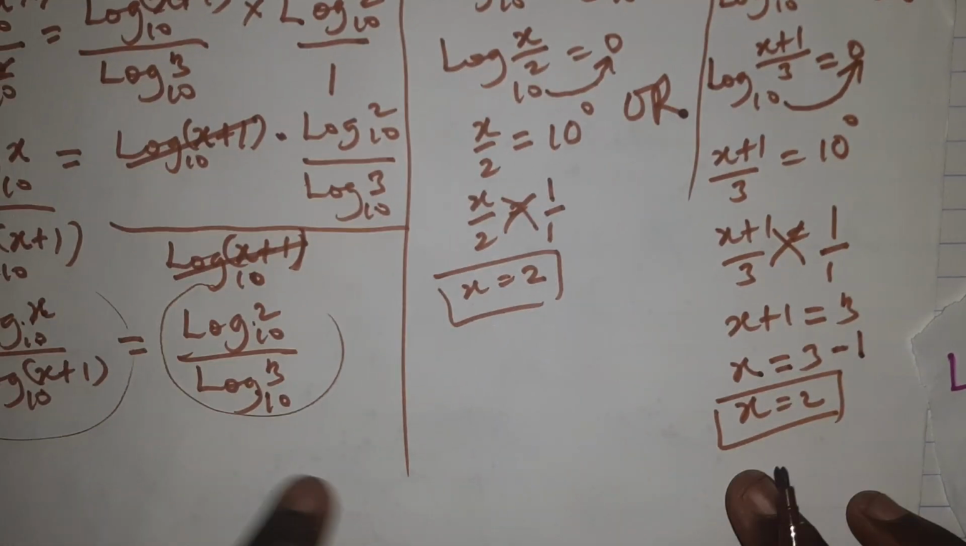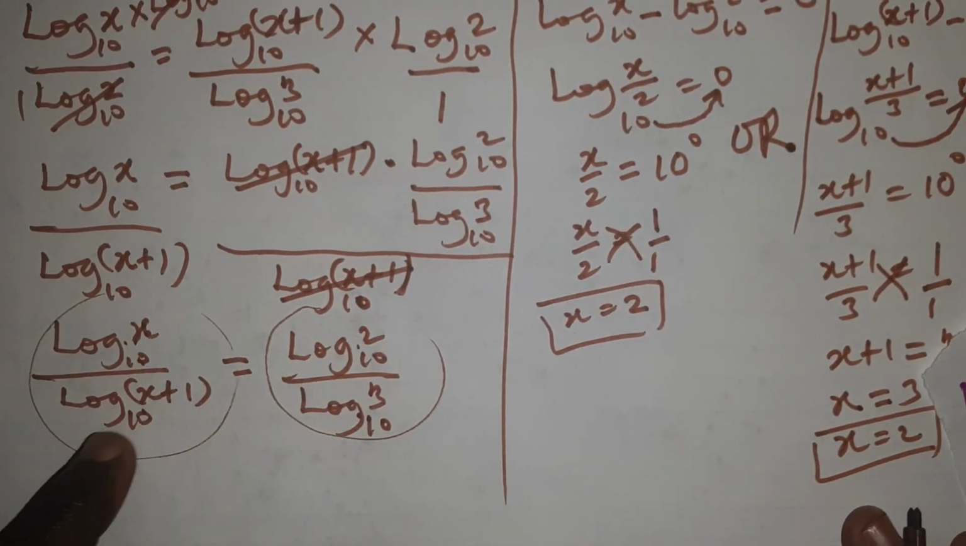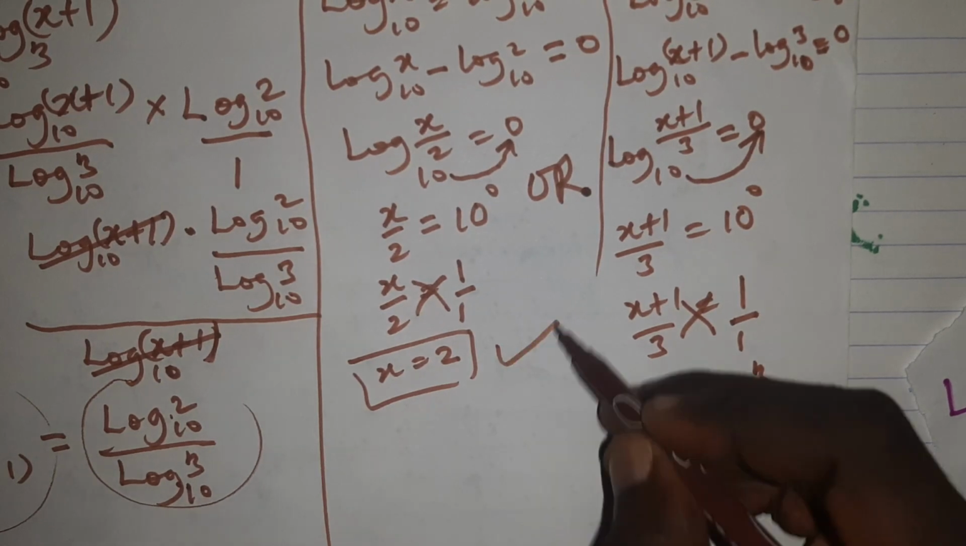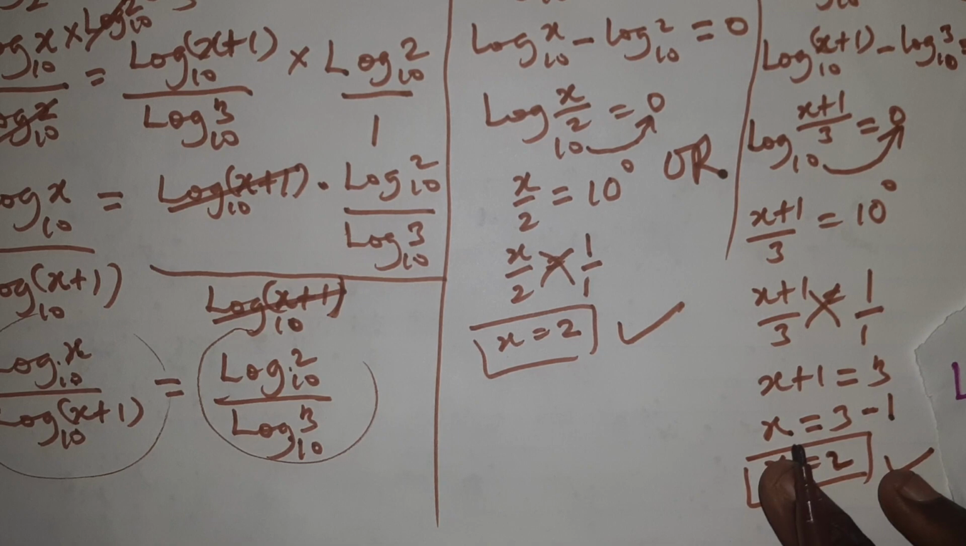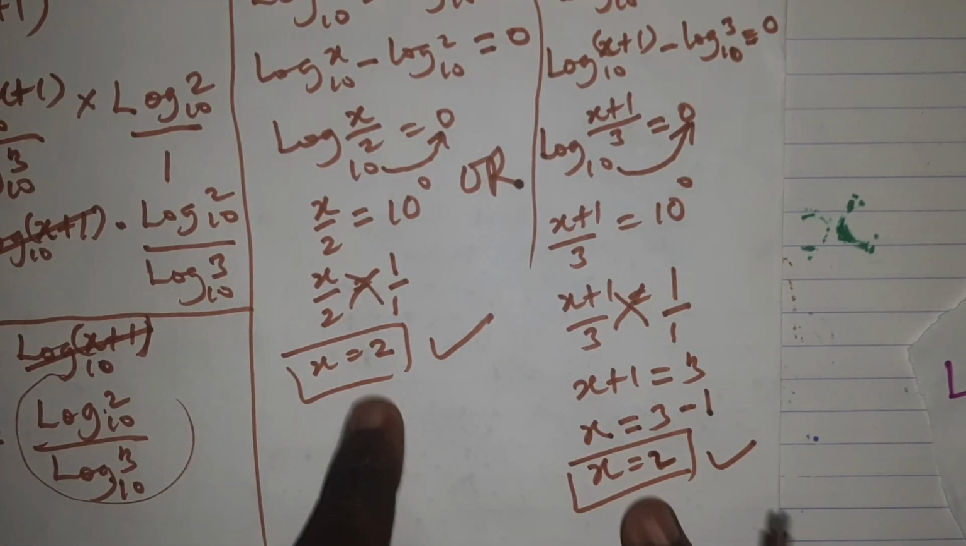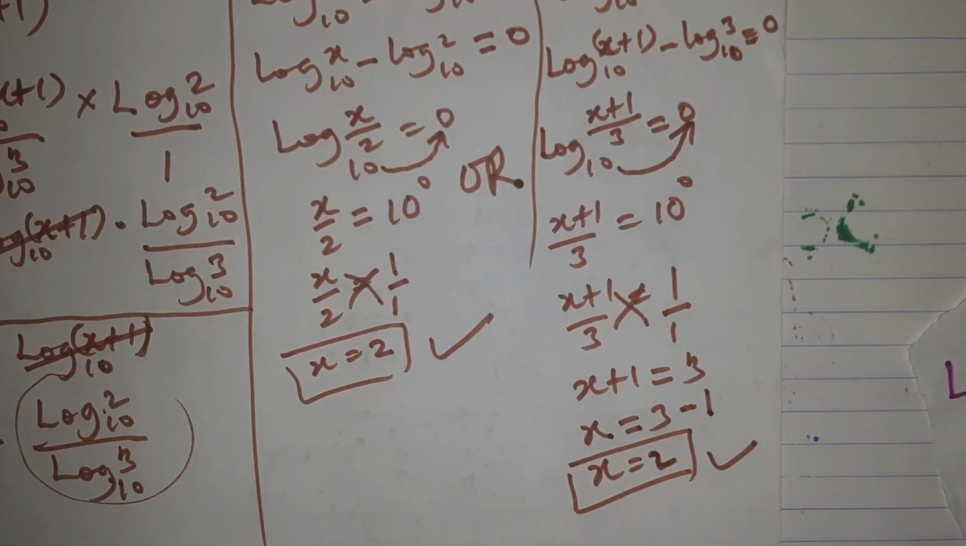So equating the numerator or the denominator must give the same value for x. You have to pick one of them. Either you equate the numerator or you just equate the denominator. You still get the key answer, which is x equals 2. So that's it.